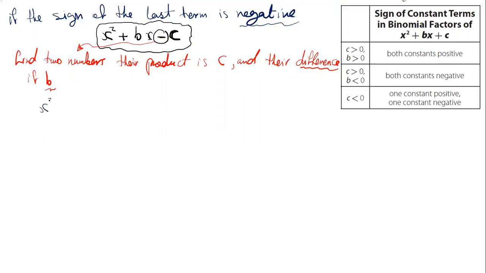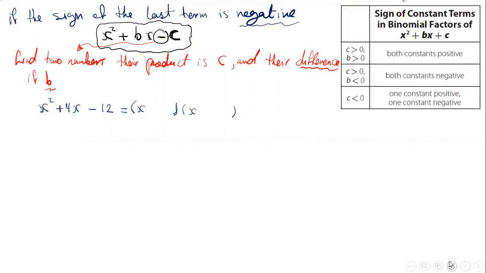X squared plus 4x minus 12. We have to open two brackets like this. This x squared will be x times x. And now 12, we have to look for two numbers, their product 12 and their difference is 4.